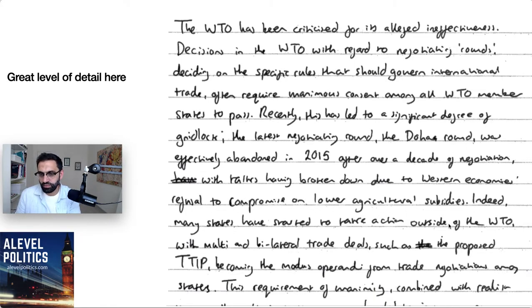Great specific detail. Indeed, many states have started to force action outside of the WTO with multi and bilateral trade deals, such as the proposed TTIP, becoming the modus operandi, a fancy term, for trade negotiations among states, right? So this is really good, specific detail here. Really like this detail in this partial paragraph, right?